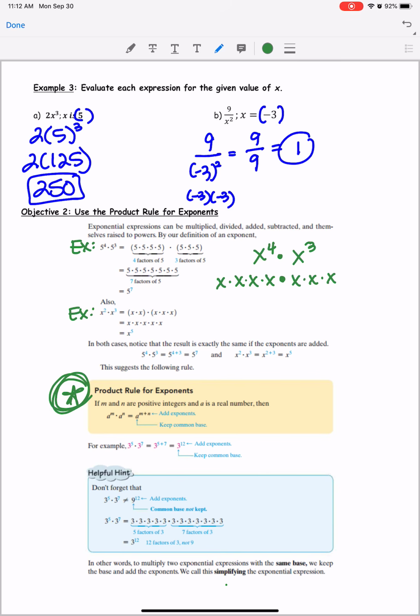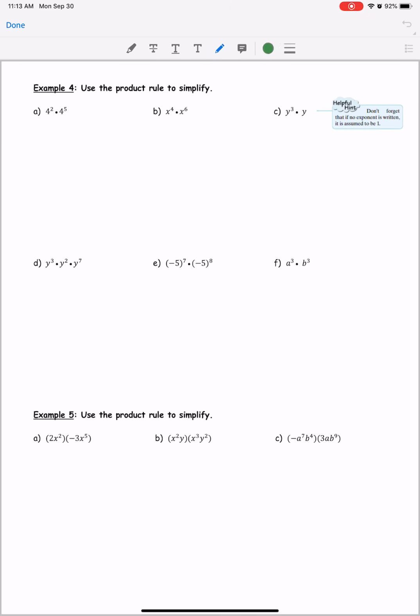So now, how many x's do I have here total? We've got 1, 2, 3, 4, 5, 6, 7 different x's. So this becomes x to the 7th. So how could I have gone from this directly to here without writing this out? You can just add those exponents. And so that's what this rule right here is telling you. If you have a to the m times a to the n, all you have to do is add your exponents.